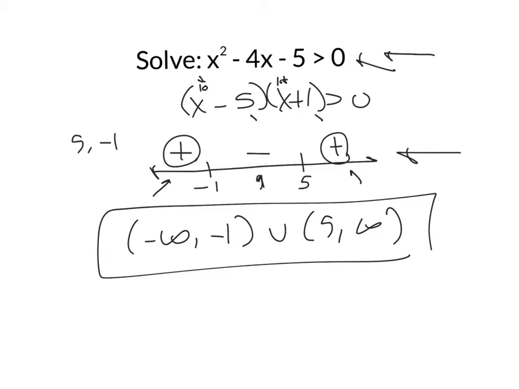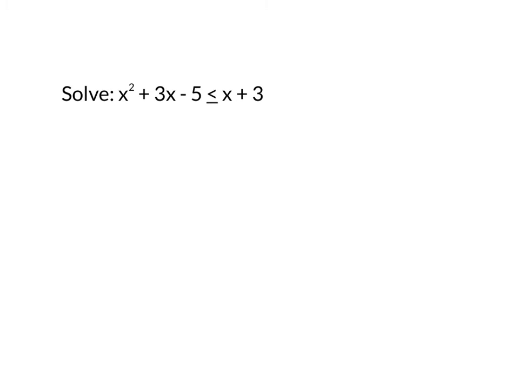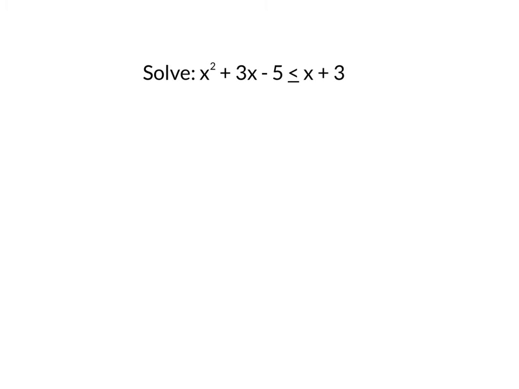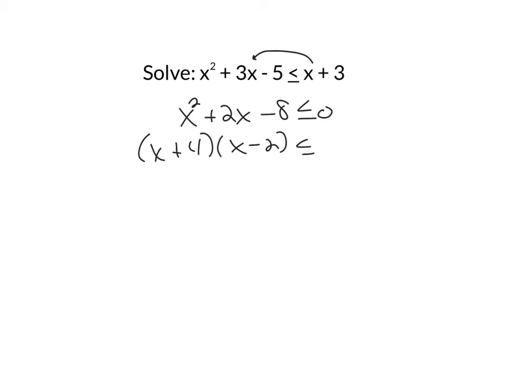If that doesn't make a whole lot of sense, let me show you one more here. All right, x squared plus 3x minus 5 is less than or equal to x plus 3. First thing I'm going to do is move everything over here. I'm moving the x over, making it x squared plus 2x. I'm moving the 3 over, making it -8. I'm going to try to factor that, which it does, x plus 4, x minus 2. All right, now I need my zeros. One zero is -4, the other one is +2.